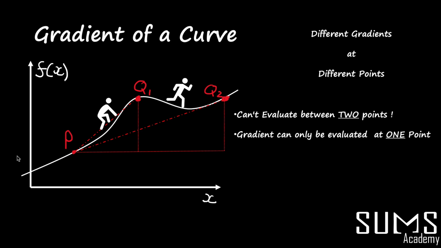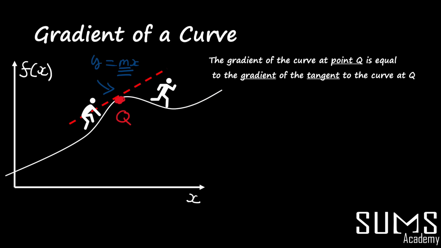All right, so this is going on to a really important definition. The gradient of a curve at point Q is equal to the gradient of the tangent to the curve at Q. So what does that mean? Basically, the gradient of the curve, so the rate of change that this curve is changing at this exact point, is equal to the gradient of this straight line, which is a tangent to this point, so just touching this point.